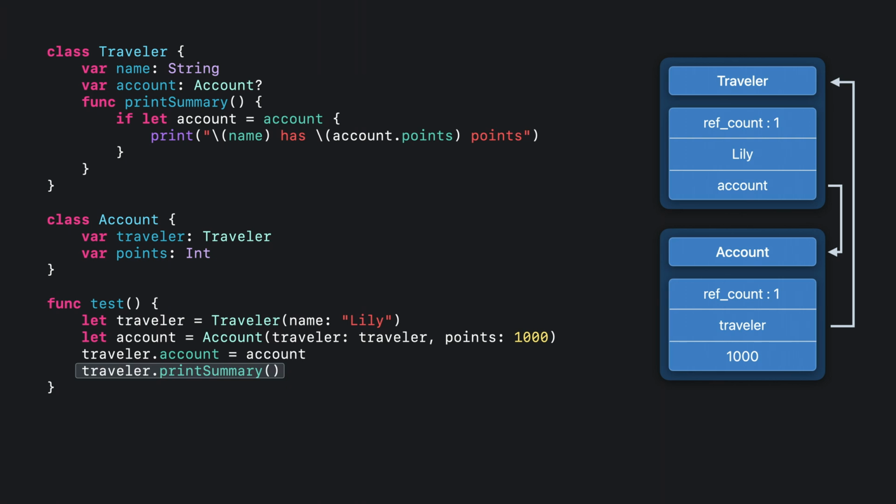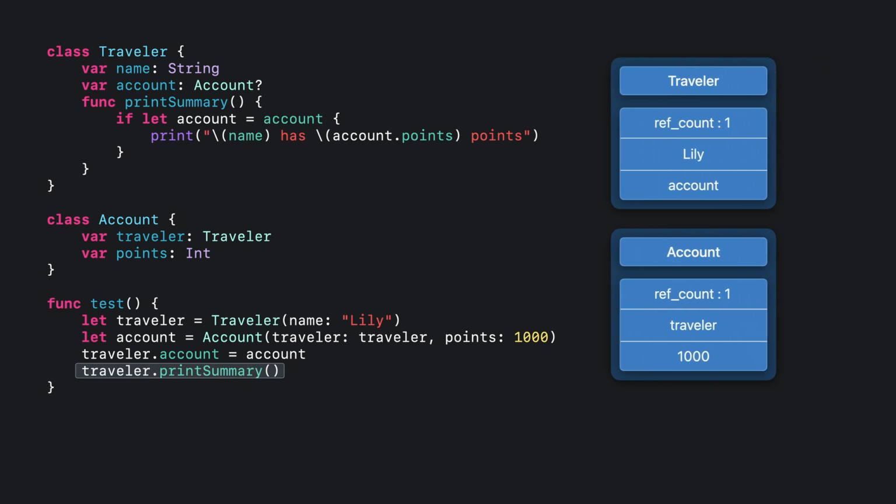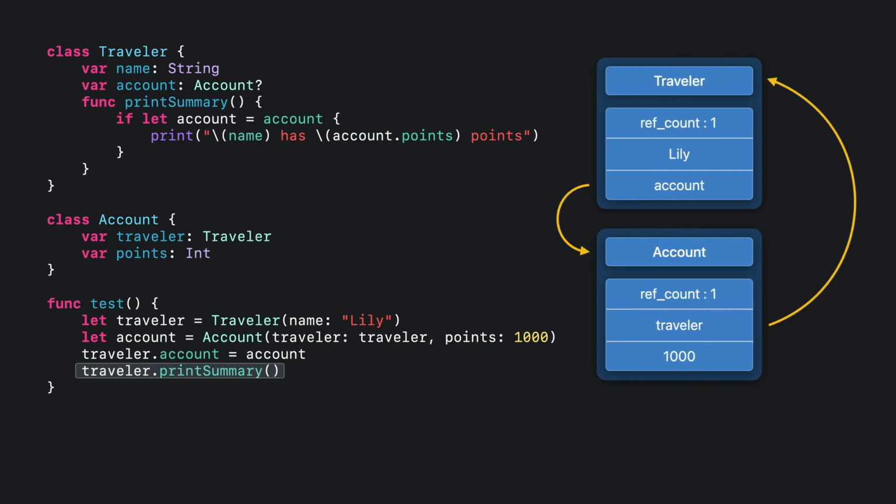Even after all the references that make the objects reachable go away, the reference count of the objects remains 1. This is because of the reference cycle. As a result, the objects are never deallocated, causing a memory leak.